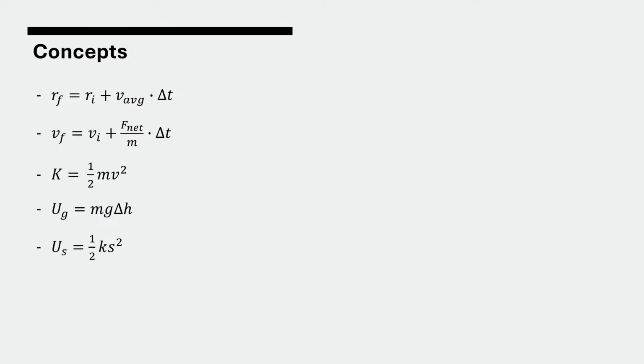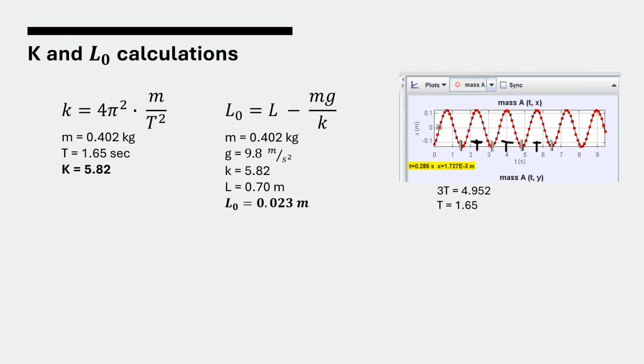The spring potential energy formula is 1/2 times the spring constant times s squared, where s is the length of the spring minus the relaxed length of the spring. Then we have the K and the L naught calculations, K being the spring constant, L naught being the relaxed length of the string. K is equal to 4 pi squared times mass over T squared, T being the period, and we calculated the period by taking the time it takes to go through 3 periods on the sinusoidal graph on the right. The time it takes to do 3 periods is 4.952 seconds. Divide that by 3, and you get 1.65 seconds per period.